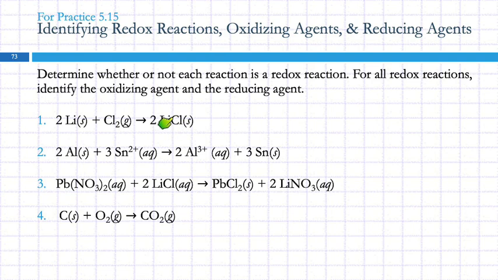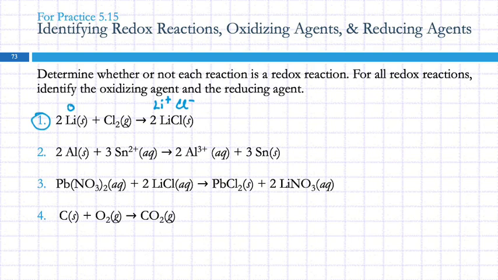In lithium chloride, are there ions? Is this an ionic compound? Yes, it is. Lithium is a metal. This is a metal and a nonmetal. So this is lithium chloride, right? Lithium ion and a chloride ion. So lithium went from 0 to +1. Is this a redox reaction? Yes, it is.